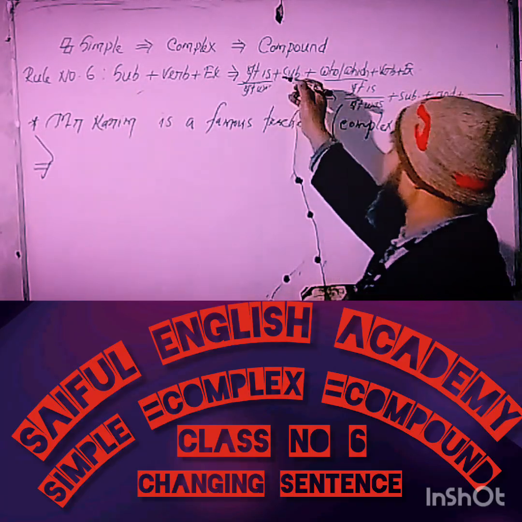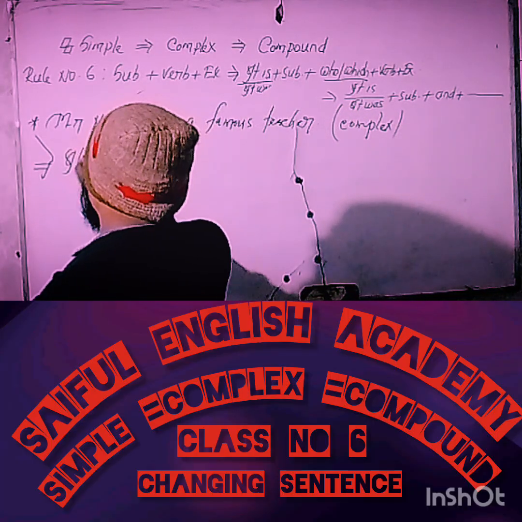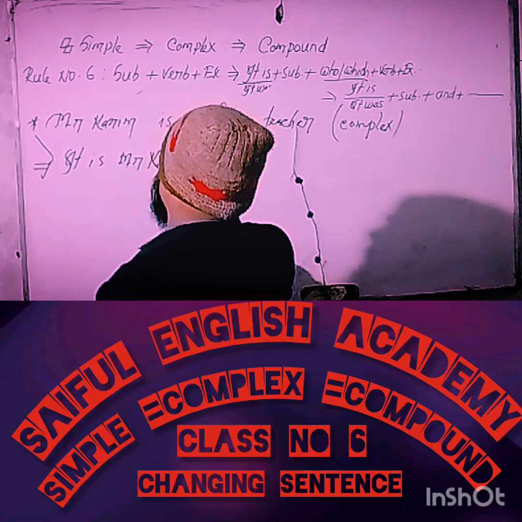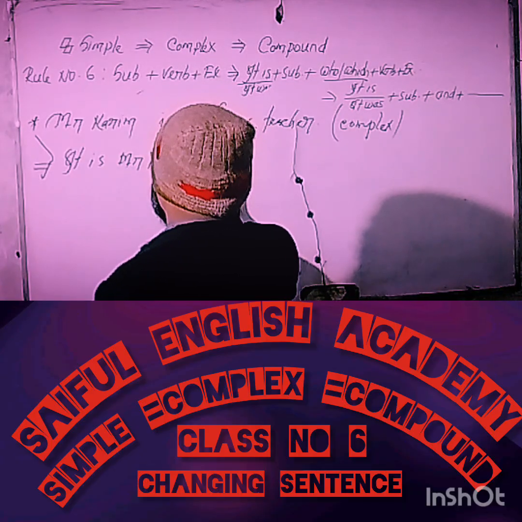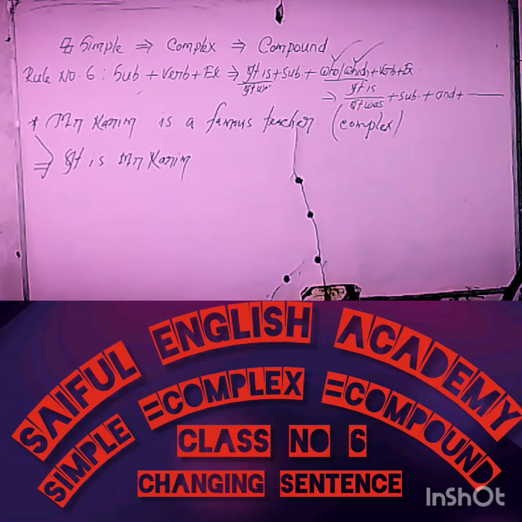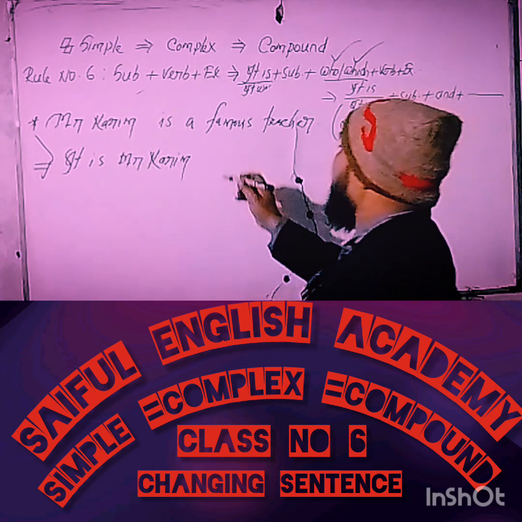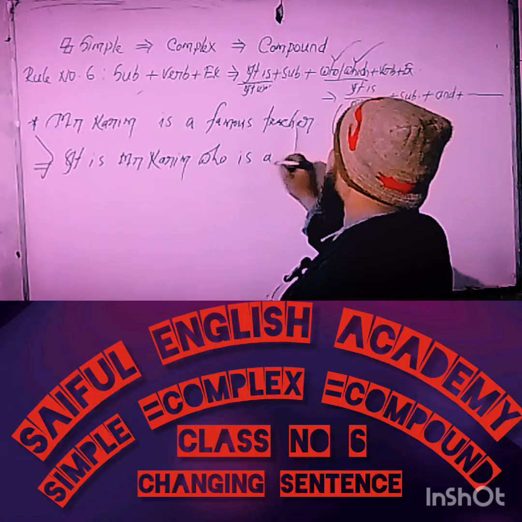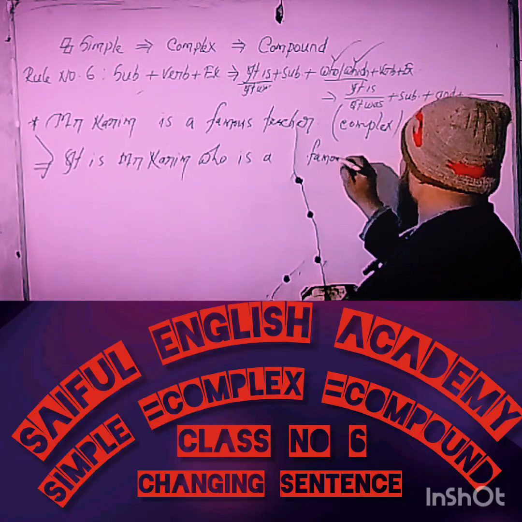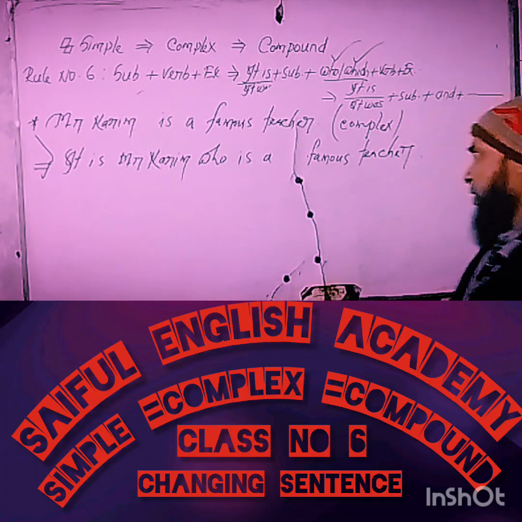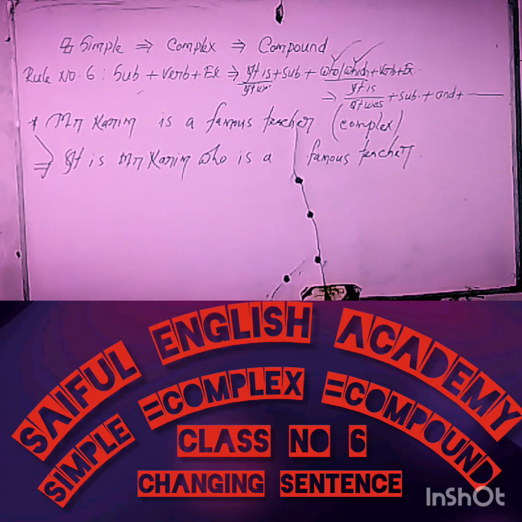At first you'll have to use "He is", then the subject Mr. Karim. Then you'll have to use the relative pronoun "who" because here the subject is a person. So you'll have to use "who" in the middle of the statement, then "is a famous teacher". Okay, learners, hope that you have understood clearly.